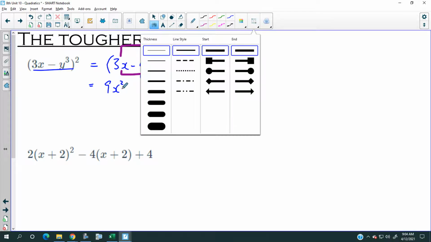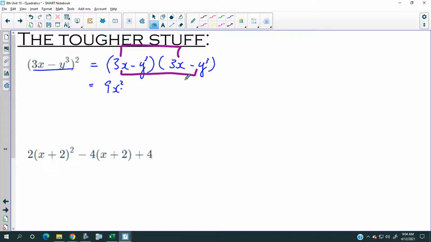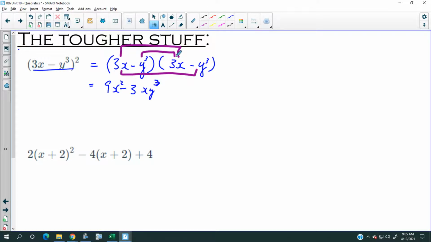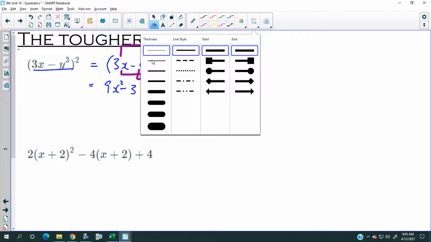Outside, so let's see. What's the next thing? 3x squared times negative y to the third. That's negative 3xy to the third. I'm just multiplying here and minding my sign, positive times negative. So 3xy to the third. All right, so far so good. Inside, which is minus 3xy to the third again. And then lastly, like this, I think that's y to the 6. All right, so let's see.